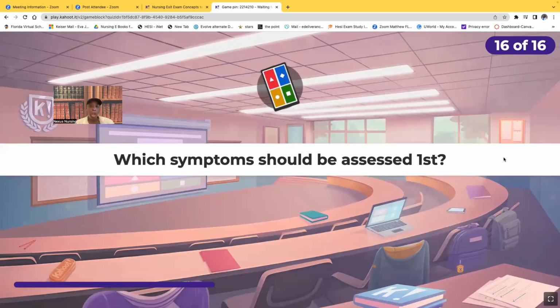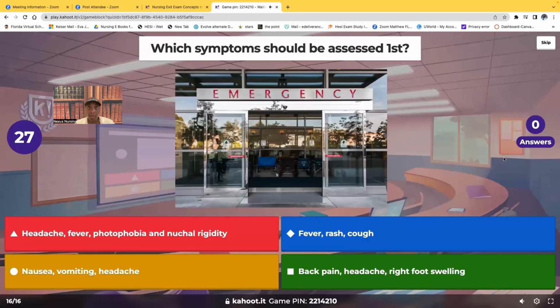Last question. Which symptom should be assessed first? In other words, which one is priority? In other words, which one is most deadly? Is it headache, fever, photophobia, nuchal rigidity? Would it be fever, rash, cough? Would it be nausea, vomiting, headache, or back pain, headache, right foot swelling? So when you see these symptoms together collectively, which one should be sounding off alarm bells in your head? And you're going to assess that patient first.